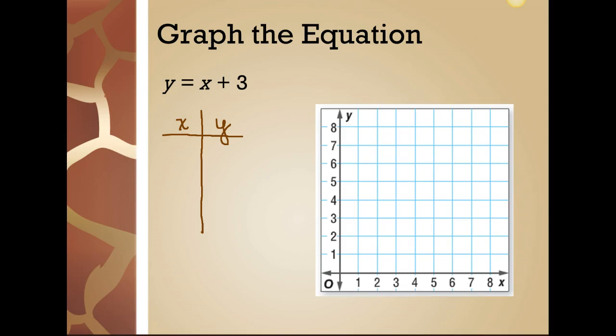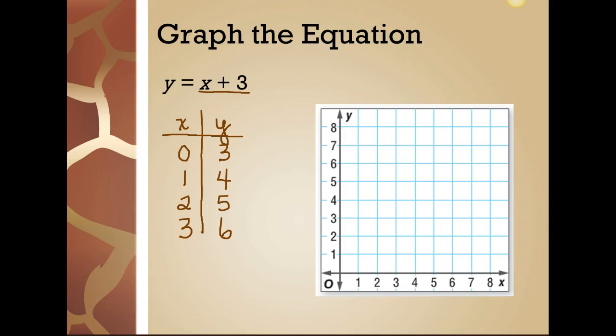Usually it's a good idea to stay around the origin and pick inputs such as 0, 1, 2, and 3 for x. My outputs will be 0 plus 3, which is 3, 1 plus 3, which is 4, 2 plus 3 is 5, and 3 plus 3 is 6. Now I can go ahead and graph those points on the coordinate grid.